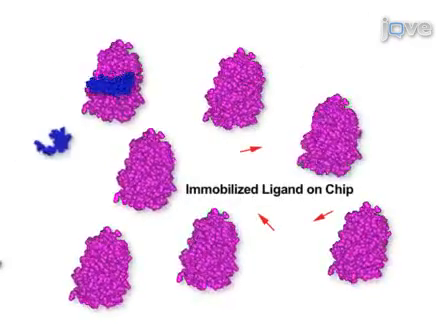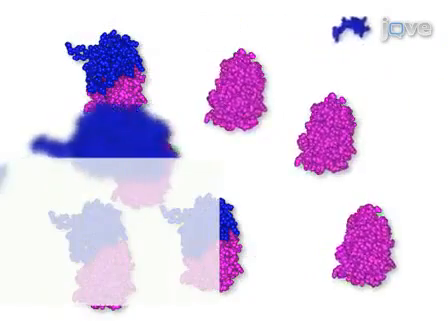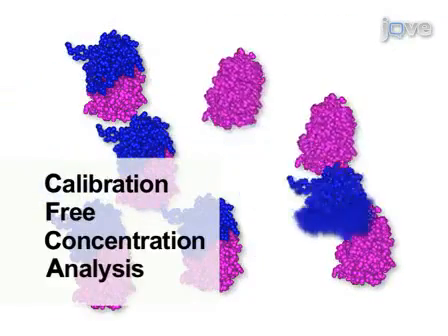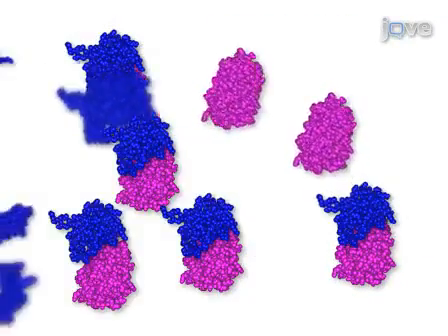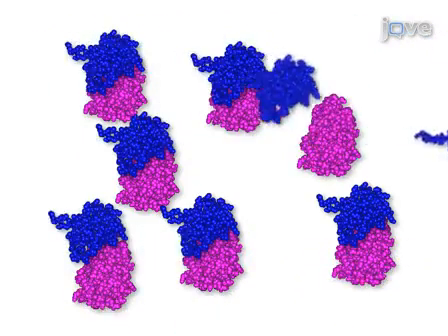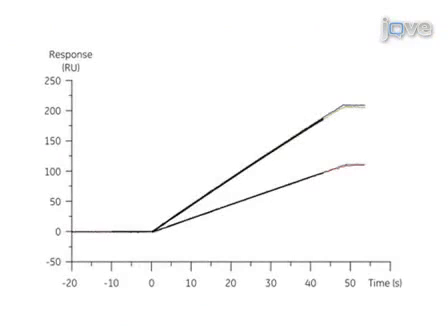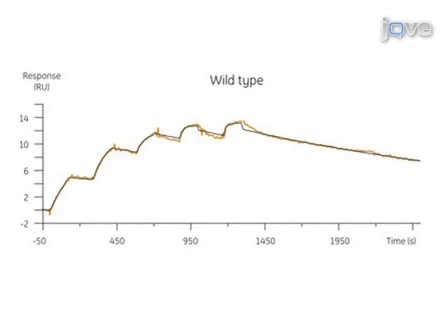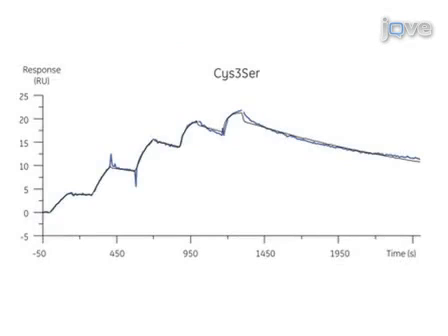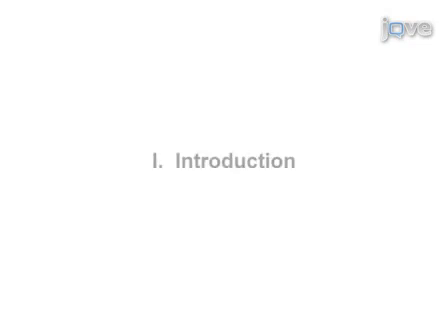Biacore X100 has the capability of determining the fraction of protein that is available for binding by calibration-free concentration analysis, abbreviated CFCA. This approach allows for determining concentration of protein with retained binding activity, even when calibration standards are not available. CFCA will be used here to determine the concentration of the cystatin B variants. These data will then be used as input in the determination of the binding kinetics of the cystatin B variants to Papain, which is also assessed using Biacore X100.